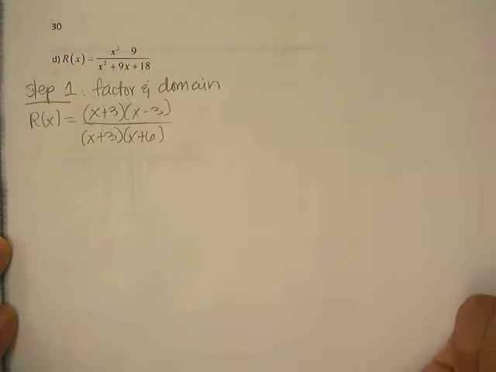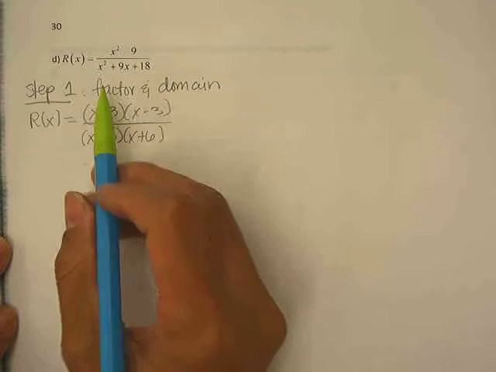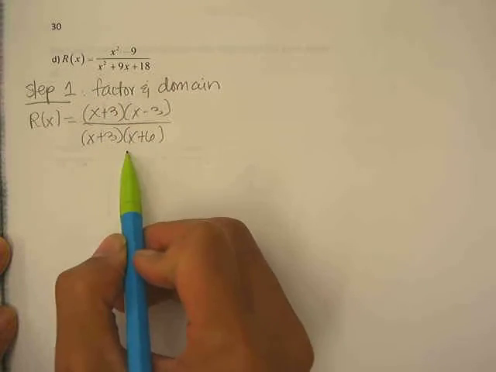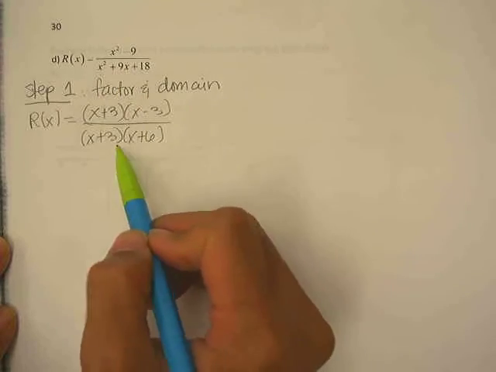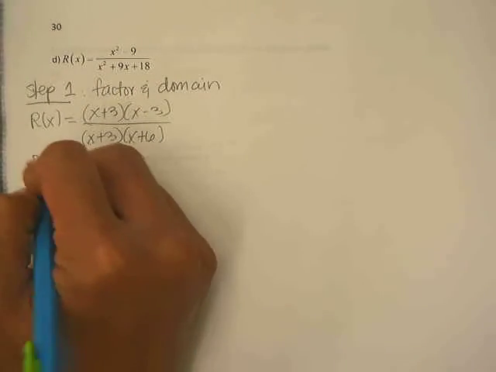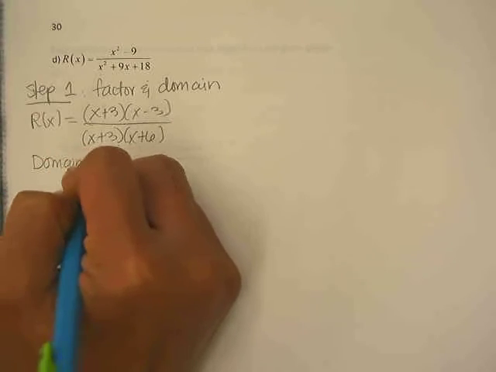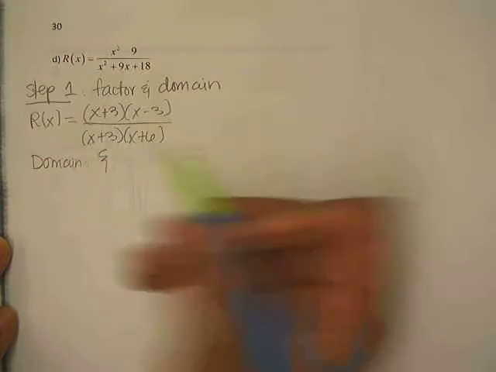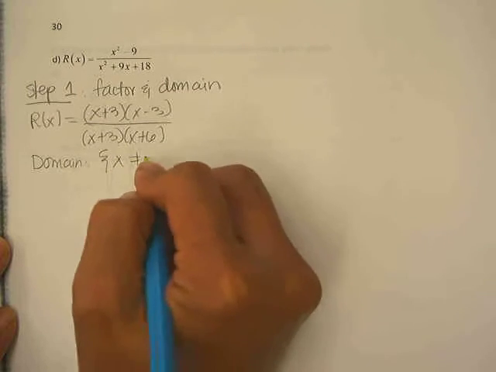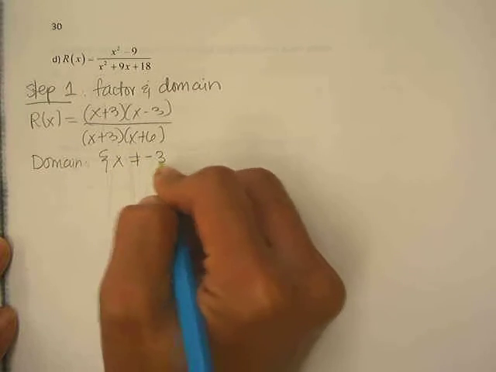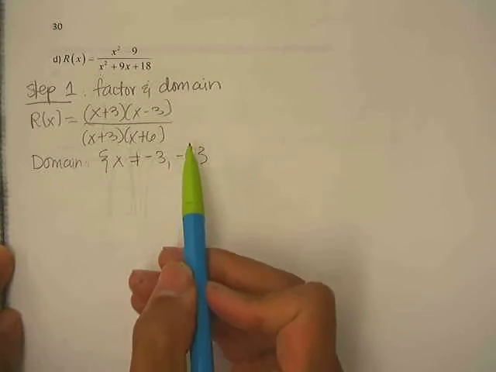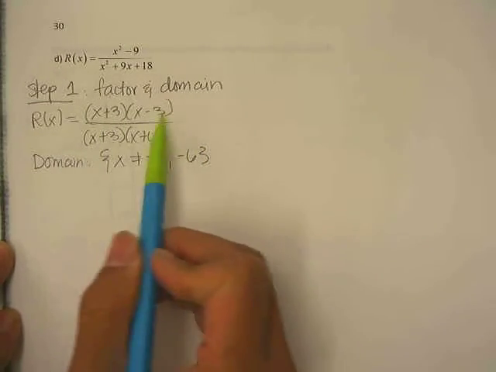Let's test it out to see if it works. X times x is x squared. X times 6 is 6x, plus 3x in the middle, that's going to give me 9x. 3 times 6 is 18. Therefore, it works. And then it says find the domain. Then the domain is going to be all real numbers, not including -3 and -6.